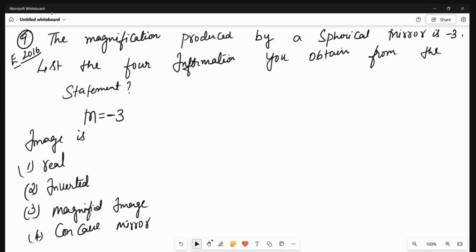You should not consider minus further. Minus only indicates real or virtual. The number is what you have to see. Minus 3 does not mean less than 1. You should not consider it like that here. The sign is just to know which one we are getting: real means minus, virtual means plus. The number you have to consider, only the number.